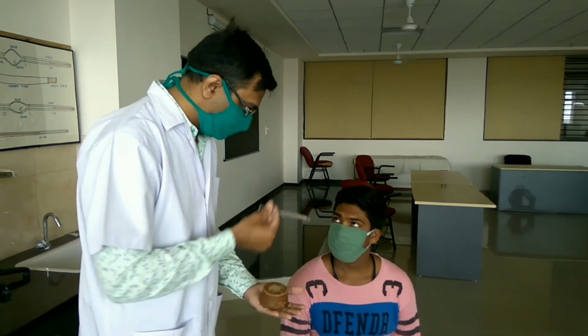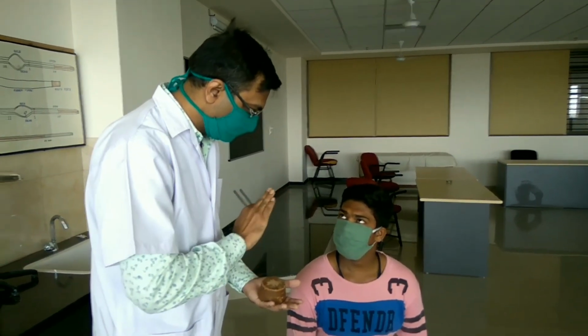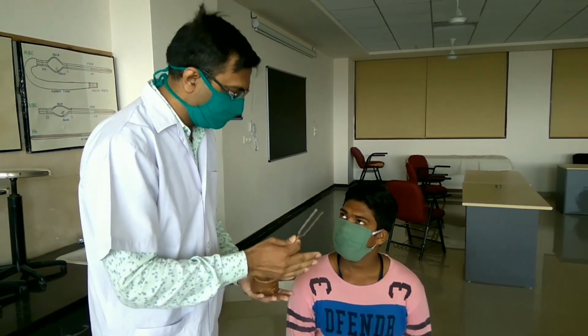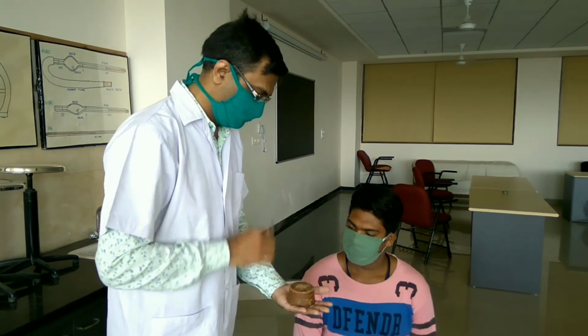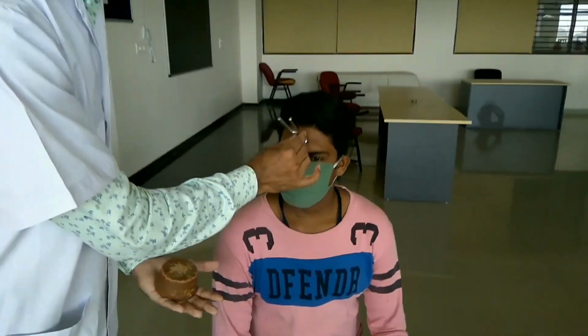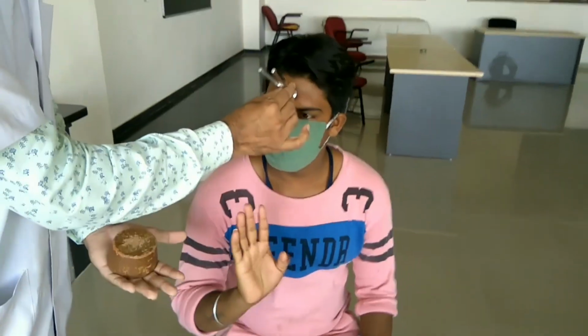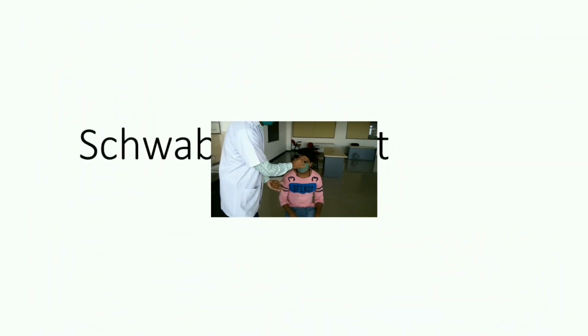Now looking at the Weber's test. In the Weber's test, give the instructions to the subject about what you are going to do. Then hit the tuning fork on the rubber pad. Place the base of the tuning fork on the center of the forehead. Ask the subject whether he is able to hear equally on both sides or not.